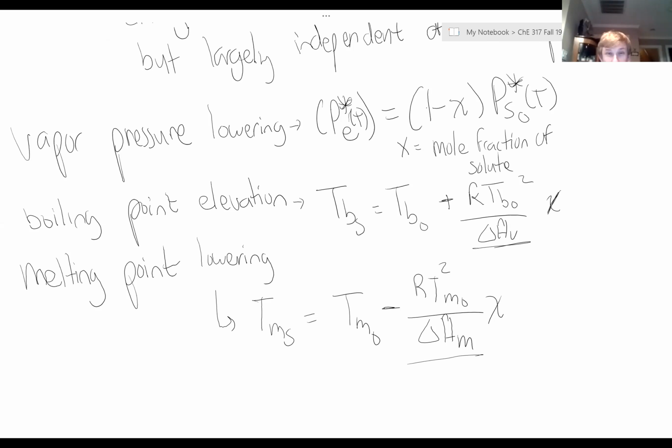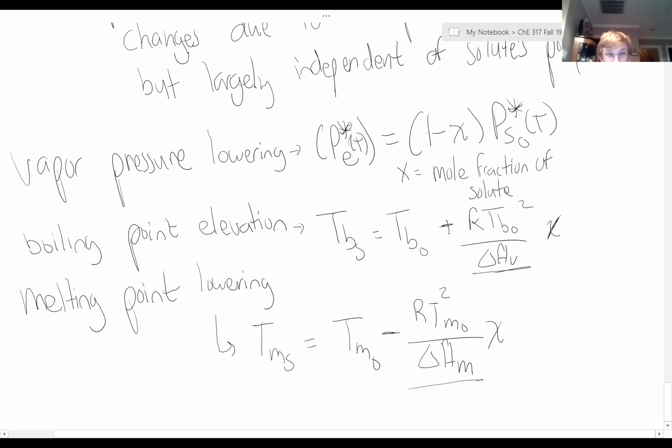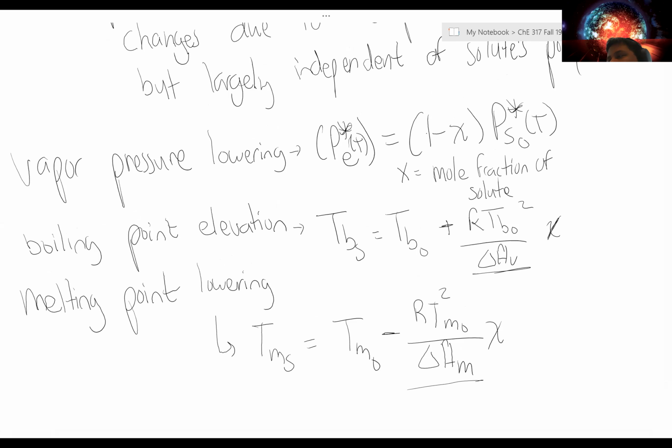What do you mean by P star not in vapor pressure? That would be the normal vapor pressure you would calculate, like using Antoine's. That would be the vapor pressure of the pure solvent. Of the solvent? Yeah. All right.